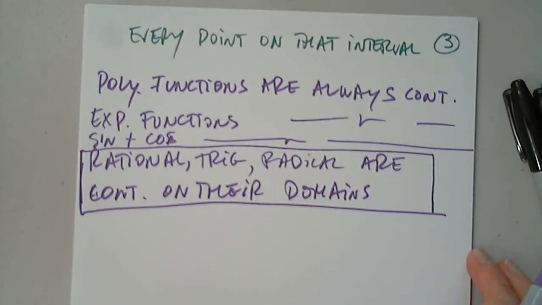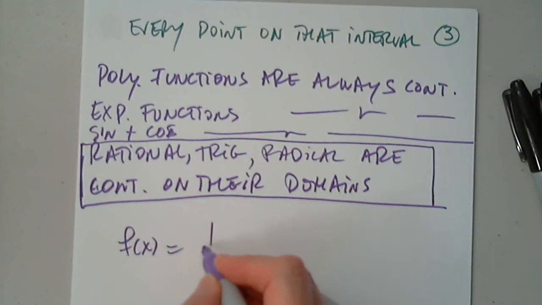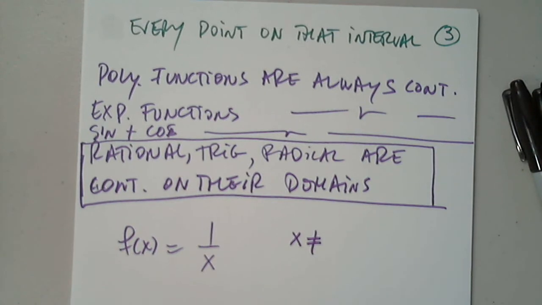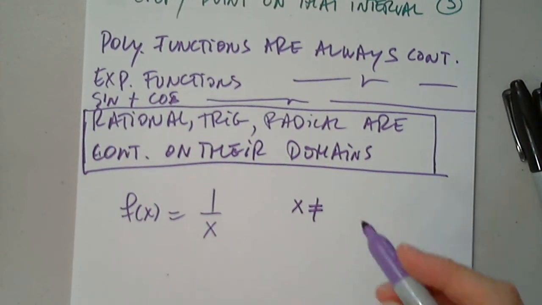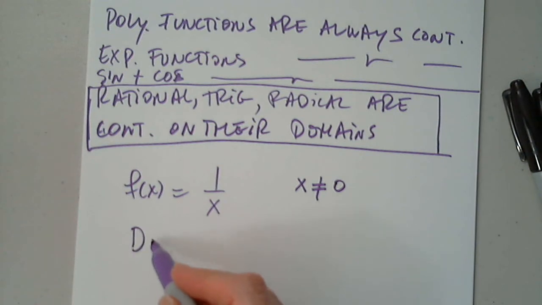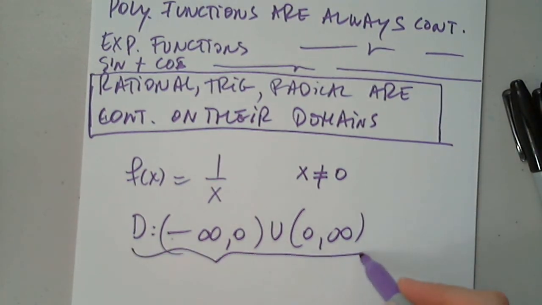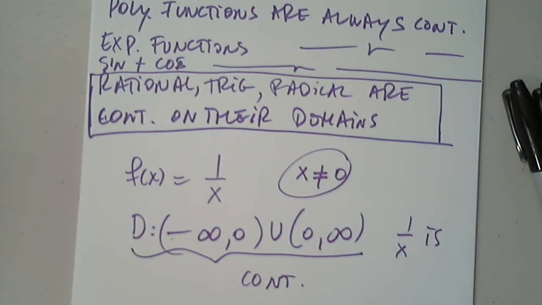So for example, f of x equals 1 over x. What is the problem with this function? X can't equal 0. Perfect. So then we know that the domain of this function in interval notation is this. And it's guaranteed that on this interval, 1 over x is continuous. Guaranteed. Of course, it's not continuous at 0, but it's continuous everywhere on its domain, guaranteed.